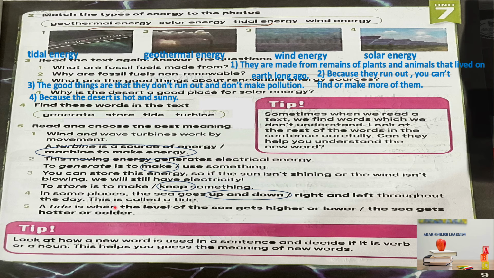5. A tide is when the level of the sea gets higher and lower, or the sea gets hotter or colder? Yes, it's when the level of the sea gets higher or lower. So another tip here, look at how a new word is used in a sentence and decide if it is a verb or a noun. This helps you guess the meaning of new words.